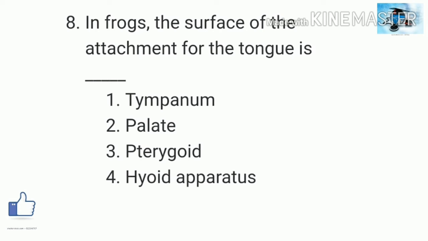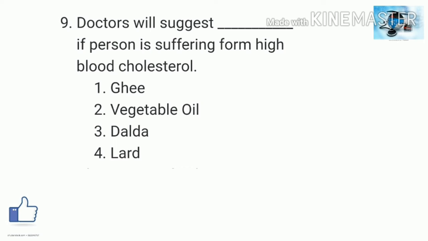Question number 9. It says that doctors will suggest dash if a person is suffering from high blood cholesterol. Option 1 ghee, option 2 vegetable oil, option 3 dalda, or option 4 lard. So guys, you have to comment this answer in the comment section or the comment box, and we are going to move on to the next question. Question number 10.